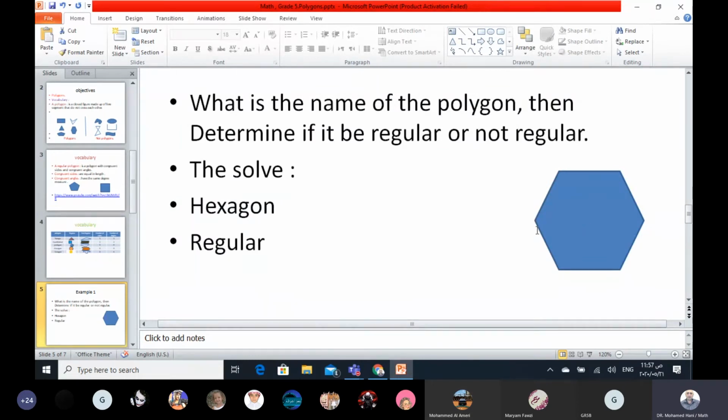Is it regular or not? All the sides are equal and all the angles are equal. So this is regular.